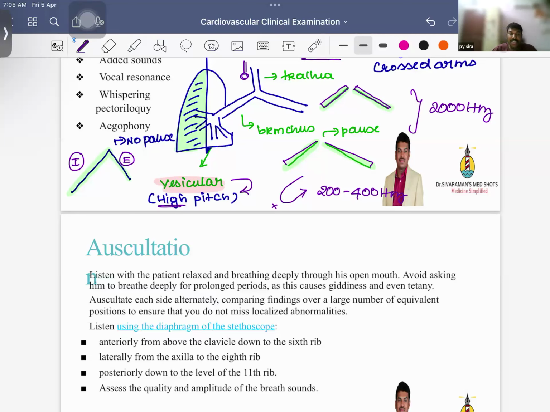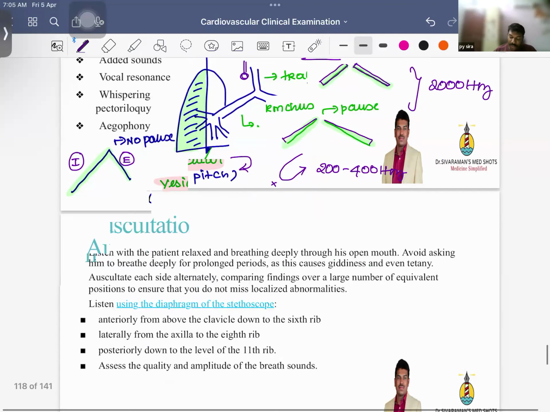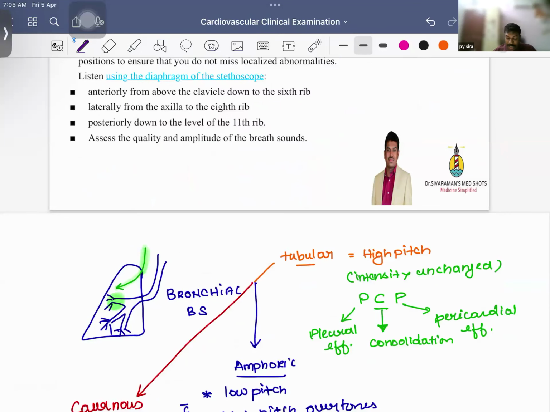Okay, they are going to ask about pitch or strength. Okay, so this is a very important thing for your exam. Whenever you auscultate, you are going to auscultate over the anterior surface, that is the clavicular area, then the axillary area, then the interscapular area and infrascapular area. We have already seen this. We are going to auscultate in these areas.